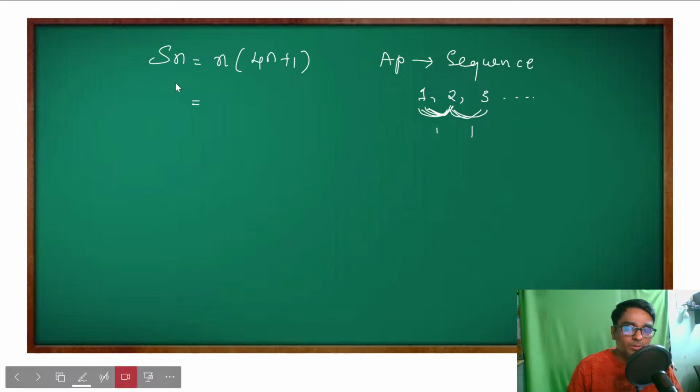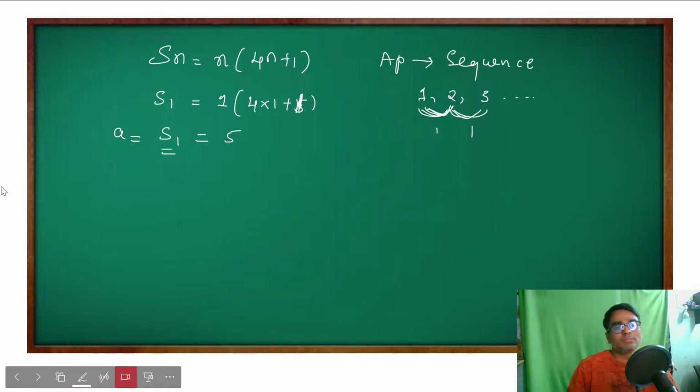You have to substitute n equal to 1, n equal to 2. What will you get if you put n equal to 1? What will you get if you put n equal to 2? Like this, right? So if you put n equal to 1, what will it be now? Yes, S1: 1 here, again 4 into 1 plus 1. So this will be 4 into 1 plus 1, total 5. So you got your first term. You remember, your first term is S1 also.